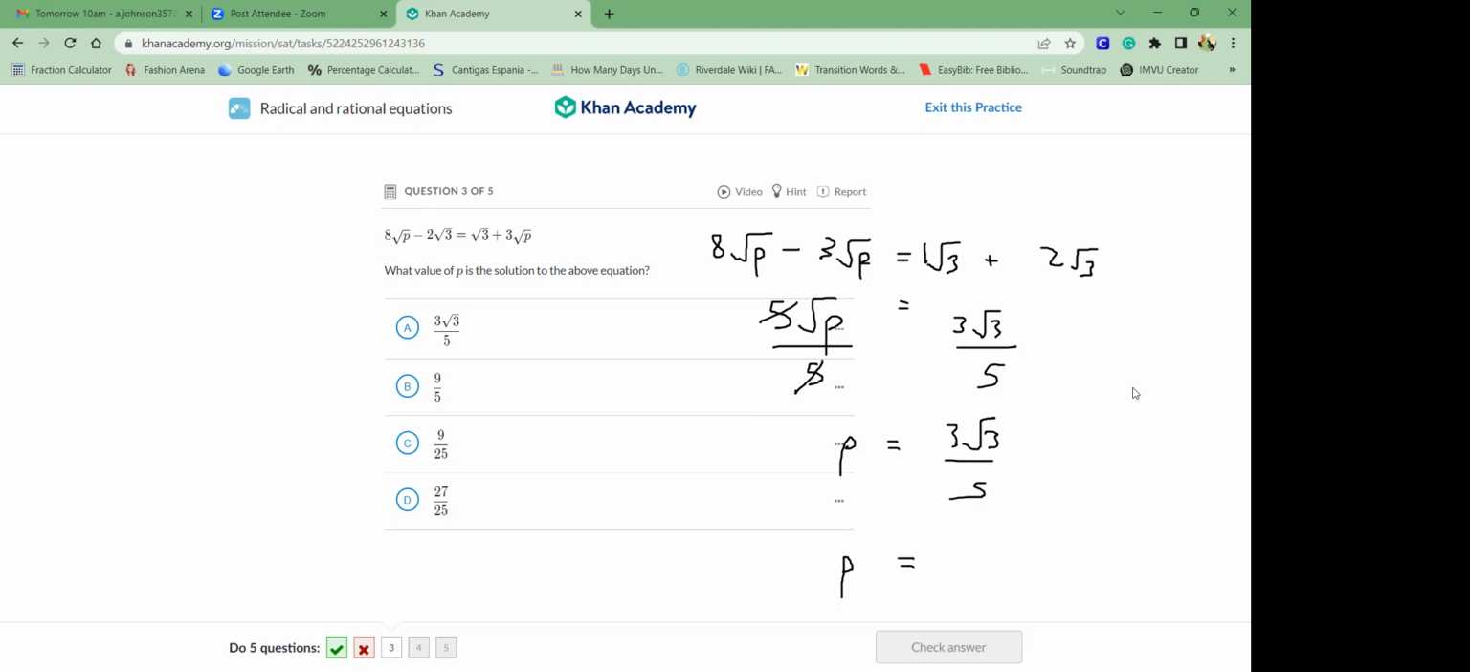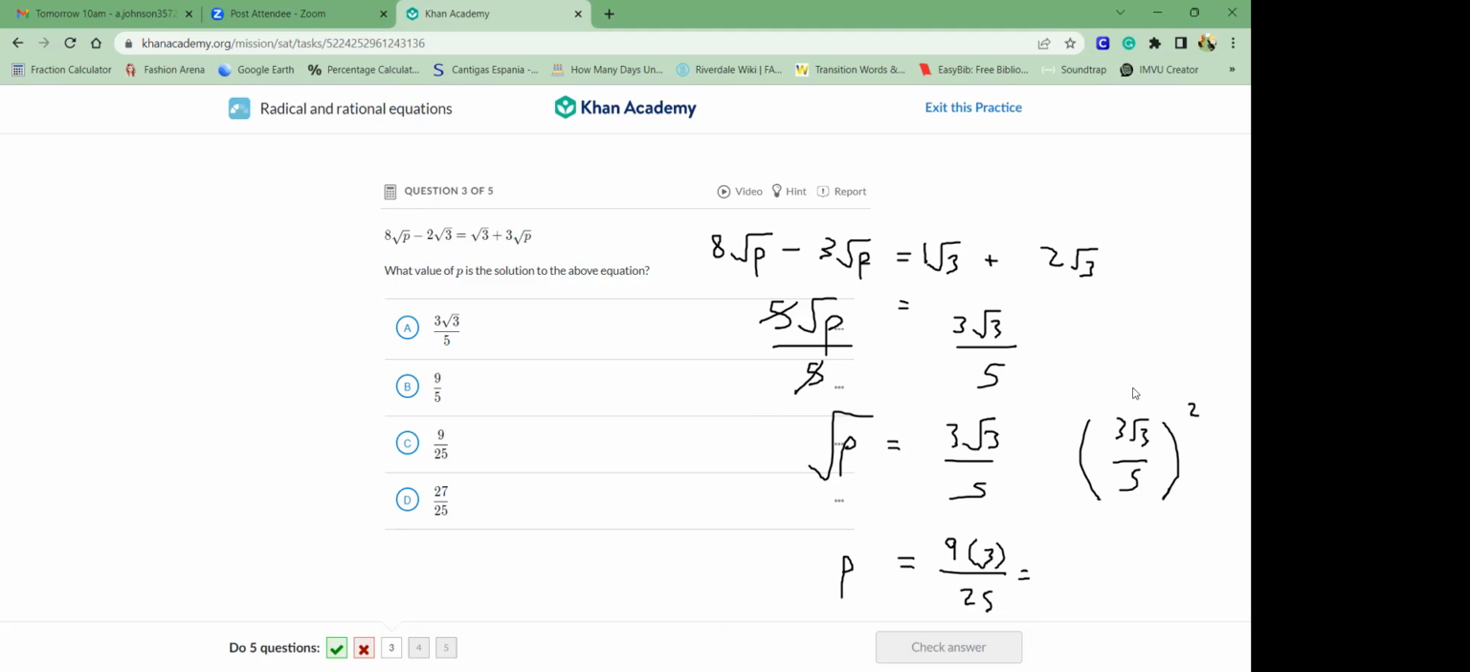Square both sides, exactly. If you square root p, that's just p. Now square 3 root 3 over 5. What is that? 3 times 3 is 9. Root 3 times root 3 is 3, over 25, right? And what's 9 times 3?